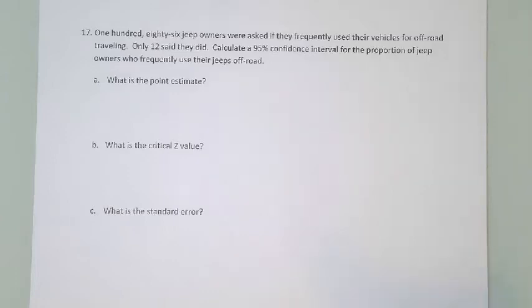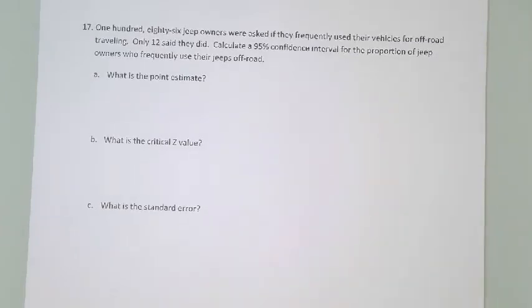Okay, in this video, I'm going to be going through question number 17 from the practice exam. This is a question about calculating a confidence interval, which is something useful when we don't know the actual population proportion. We're only able to collect samples, and then we create a range of values around which we're fairly confident the true population proportion would be included in.